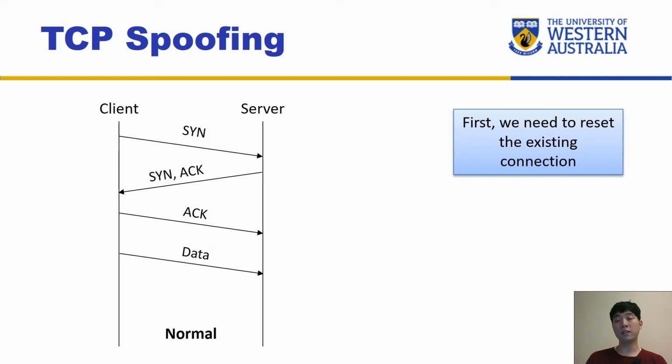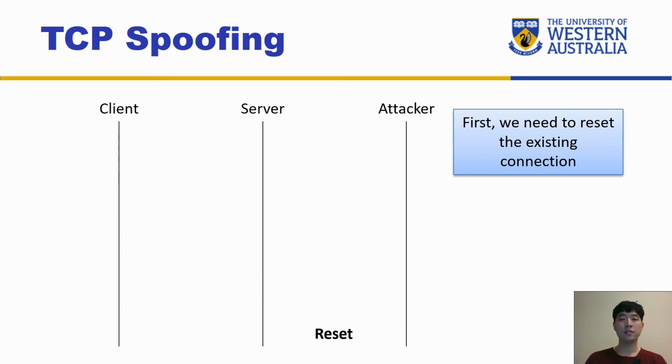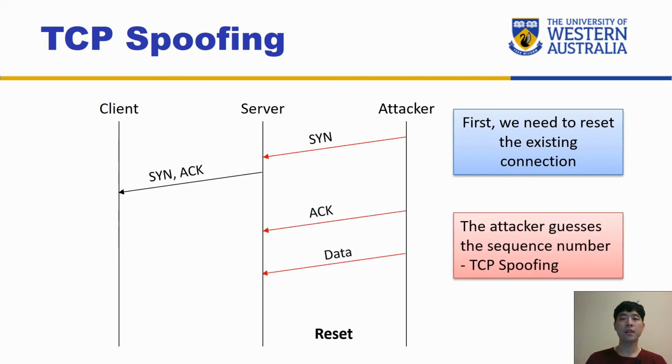So as an attacker, what we need to do is first reset the existing connection in order to spoof. We do it by sending a SYN. Then the server, thinking that the SYN packet came from the client, replies to the client by sending a SYN-ACK. But the client actually didn't really send anything, right?